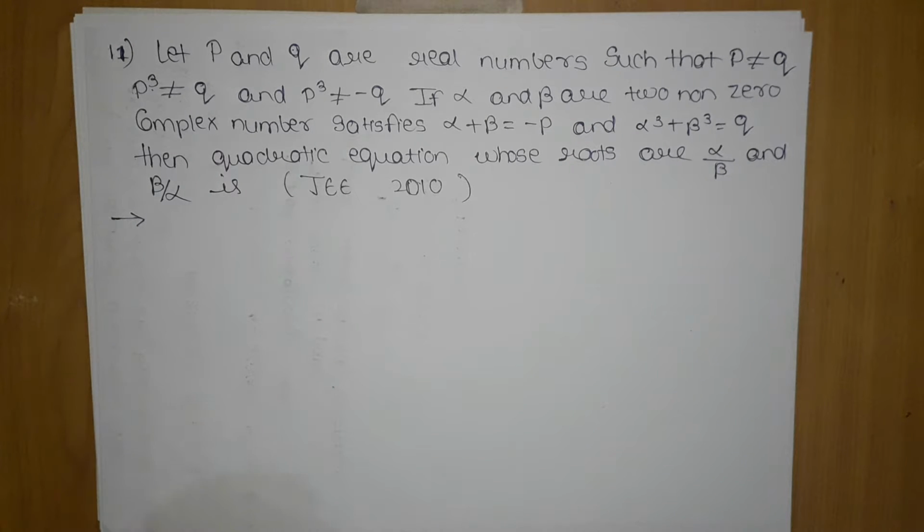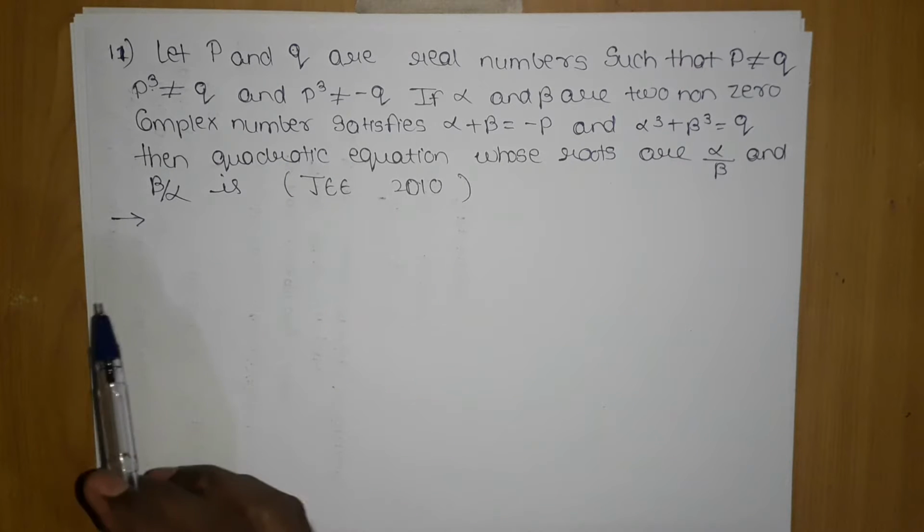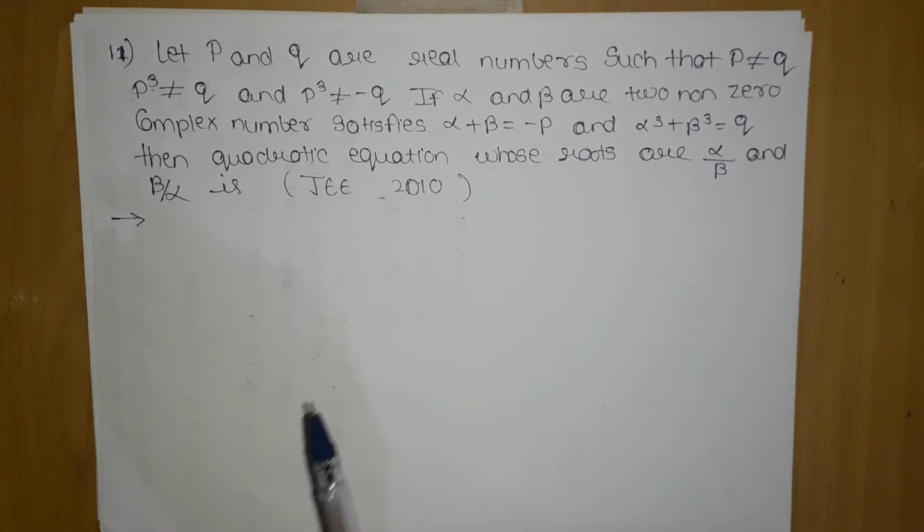So this is question number 11, JEE Advanced of quadratic section. The question is as follows. Let P and Q be real numbers such that P not equal to Q, P cube is not equal to Q, and P cube is not equal to minus Q. If alpha and beta are two non-zero complex numbers satisfying alpha plus beta equals minus P and alpha cube plus beta cube equals Q, then the quadratic equation whose roots are alpha by beta and beta by alpha is. So we want to find an equation whose roots are alpha by beta and beta by alpha.